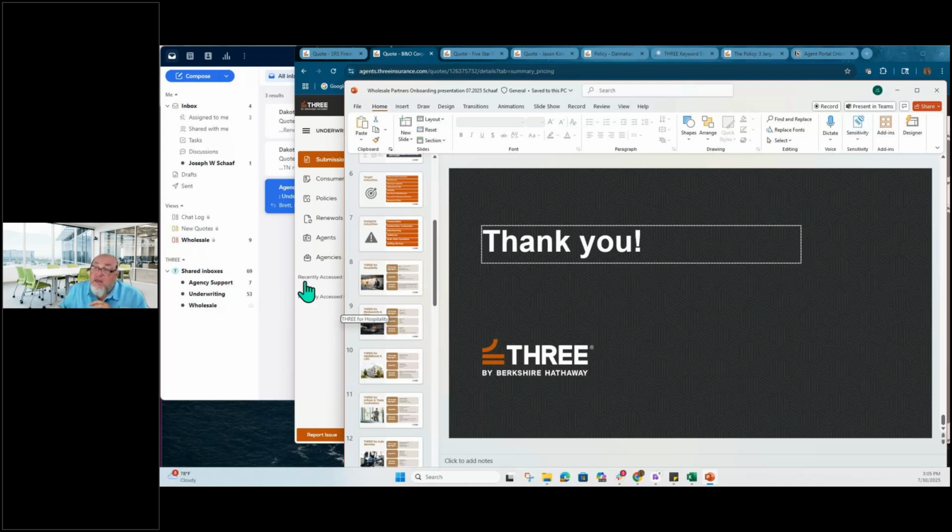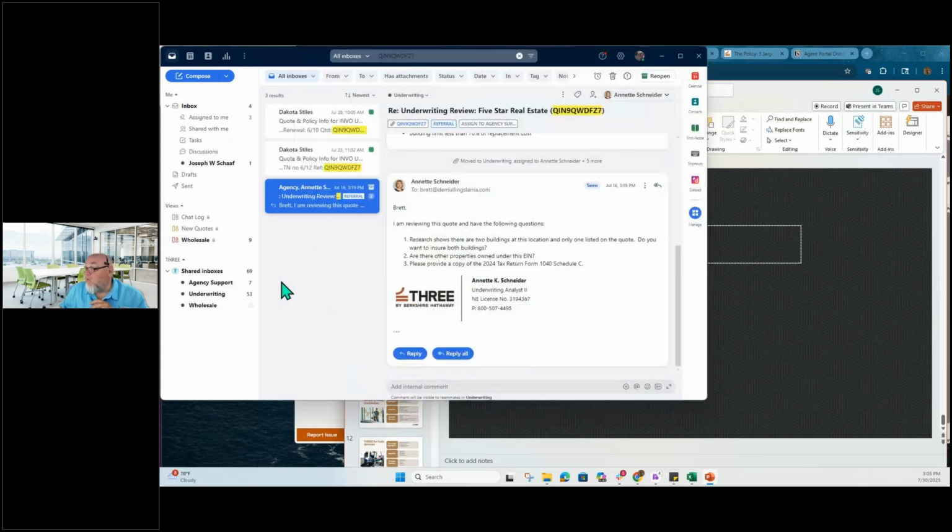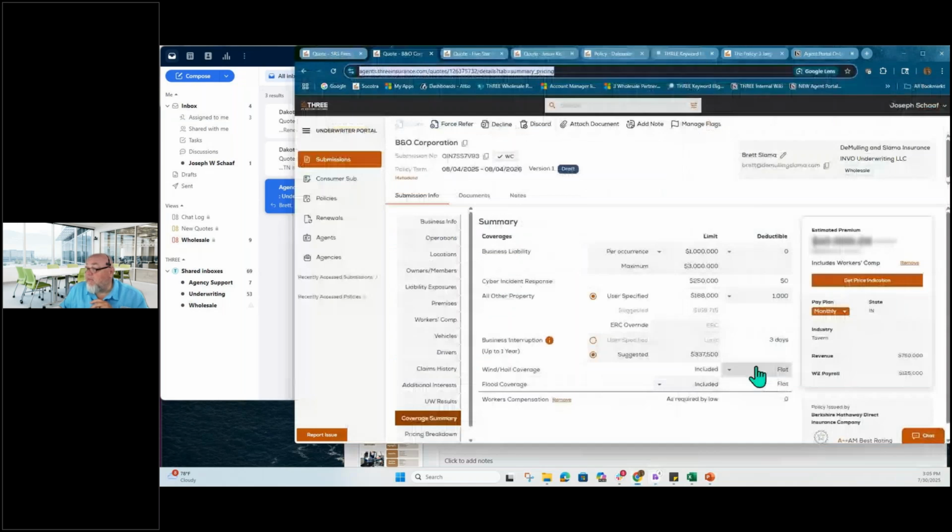You would change that, by the way, over here on the draft screen, right here, the pay plan. You can change that from monthly to annual. And in every state, with the exception of California, if you choose annual payment, you do get a discount. In most cases, it's 3 to 5% generally. That will knock off the price for you. So that's a nice feature.